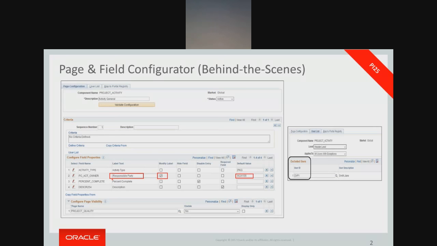Now, we talked about percentage complete. We wanted to make sure that that was locked down so the end user couldn't change it since we were using the automated calculations. So here, let's check a checkbox, disable entry. That just made that a read-only field.